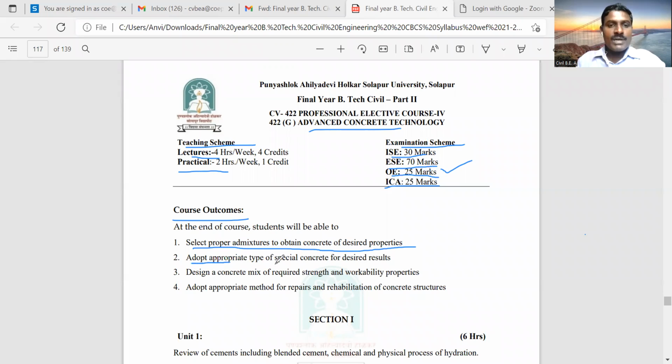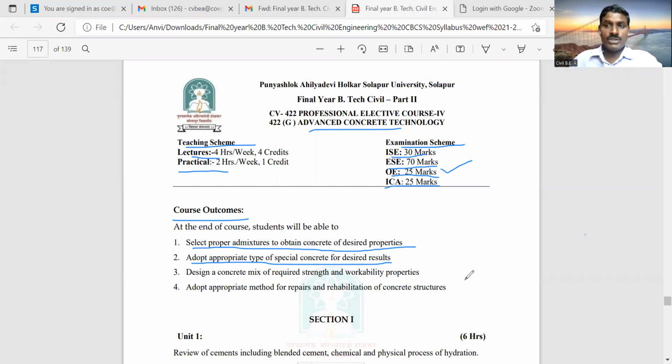related to adopting appropriate types of special concrete for desired results. So, types of special concrete. We know concrete is the addition of cement, sand and aggregate, that's it. But there are various special types of concrete which have good strength: lightweight concrete, high performance concrete, high strength concrete. So many types of special concretes are there.